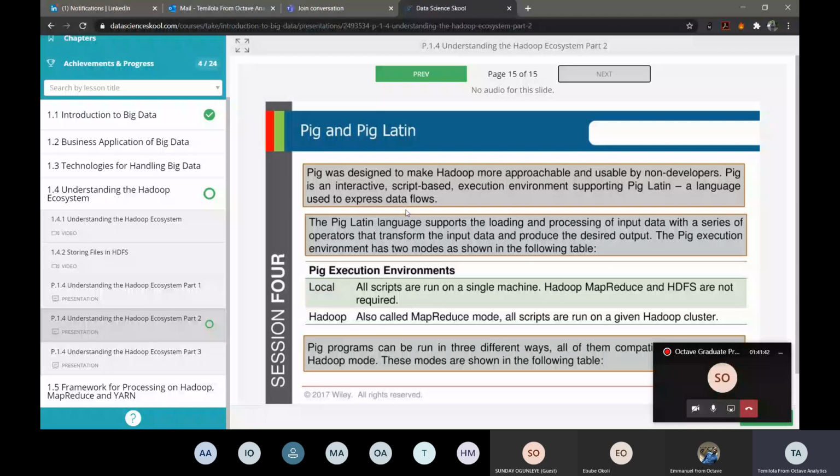Okay, so the Pig environment has two modes, as shown in the following table. So it has two major modes. For your Pig environment, you have the local mode and you have the Hadoop mode.